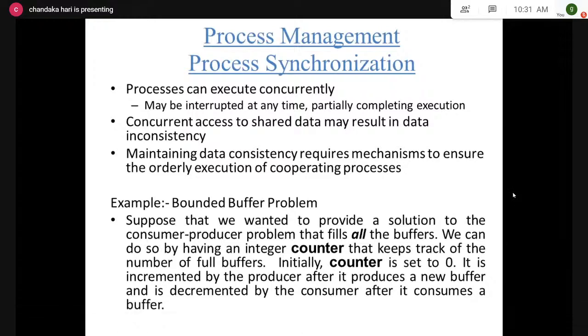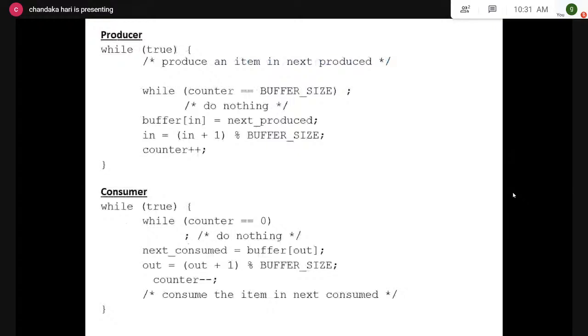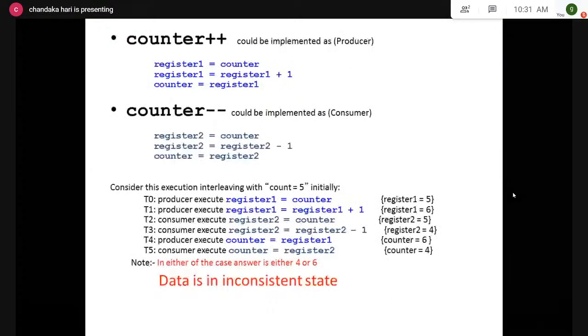The example we saw in the last class is the bounded buffer problem, where a producer and consumer both share a common variable known as the count variable. This variable's value is initially 5. After the producer produces an item, the count value is increased, and after consuming an item from the buffer, the count value is decreased. After producing one item and consuming one item, the value has to become 5 again, but the value becomes either 4 or 6. This kind of state is known as inconsistency.